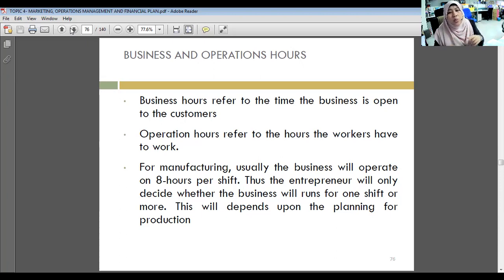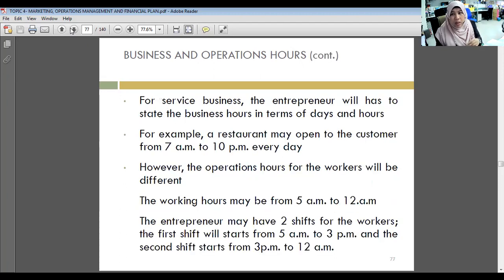So operation hours refers to the hours the workers have to work, okay. So sometimes business hours will be different from operation hours, so it depends. For manufacturing, usually the business will operate 8 hours per unit. So the entrepreneur will decide whether the business will run for one shift or more. Basically, manufacturing will have around 3 shifts, depending upon the planning for the production.